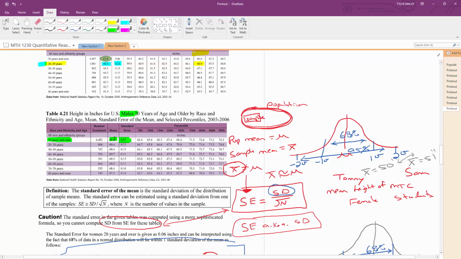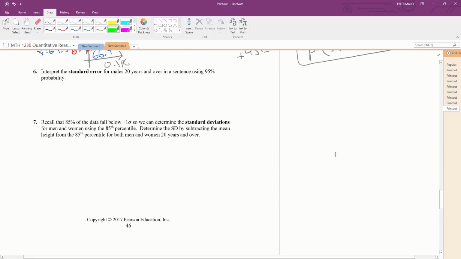So we need the mean and standard error to think about this. Let me write this down. We know that the mean here was 69.4 inches, and the standard error from the table was 0.13. For 20 years and over, it is 0.07. Just find those values from the table that I've shown you above.